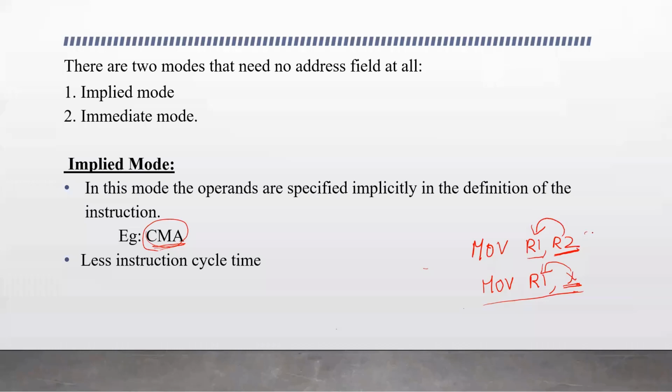Even when you compare these two instructions, move R1, R2 and move R1, X, the most time taking instruction is move R1, X, because here is a memory access. In the computer, among all the processes, accessing the data from the memory is the most time taking process. If the data is in registers, it takes less time. Registers are inside the CPU only. So in this implied mode, if you compare it with other addressing modes, the instruction cycle time is less. What is instruction cycle time?